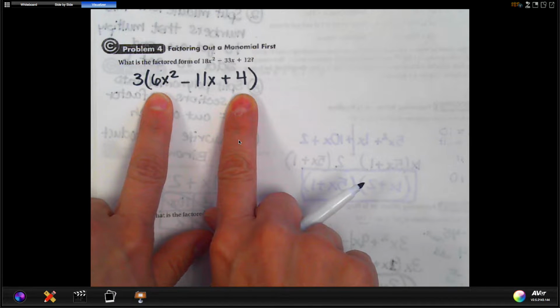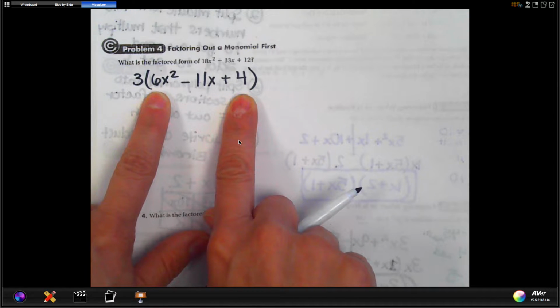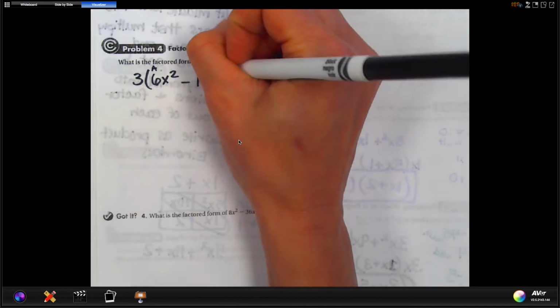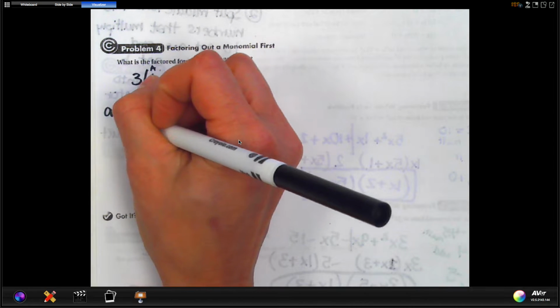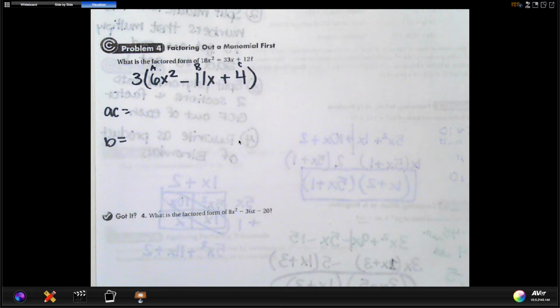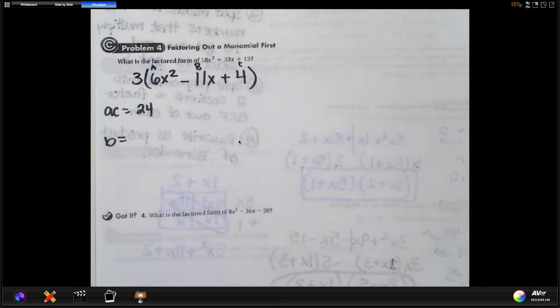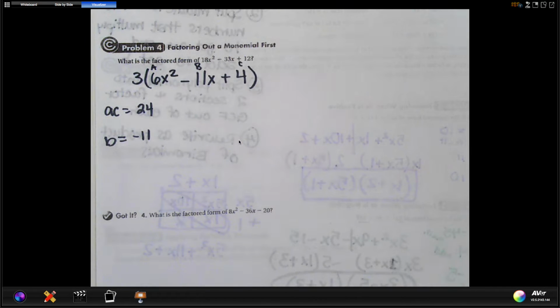We still have a number for our coefficient of x squared that is greater than 1. So we now have to move on to the second step, just for that section. So now this is A and B and C. Ignoring the 3 for right now, what's AC and what's B? A times C would give us what? 24. So we're looking for factors that multiply to get 24, but add to get what? Negative 11. So what two numbers multiply to get positive 24, but add to get negative 11?